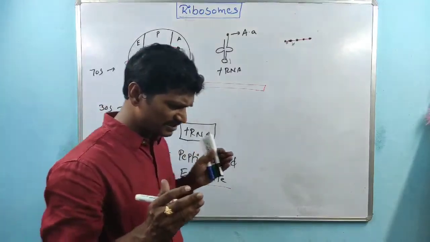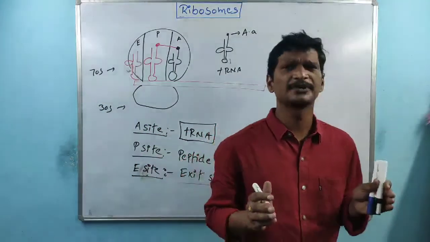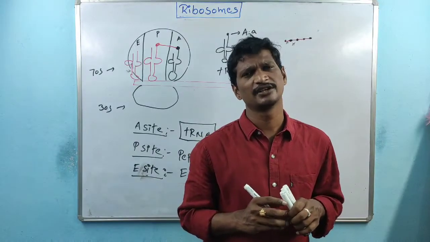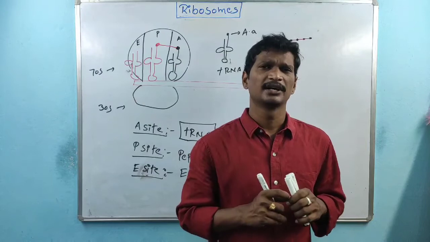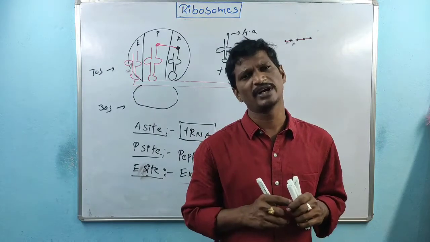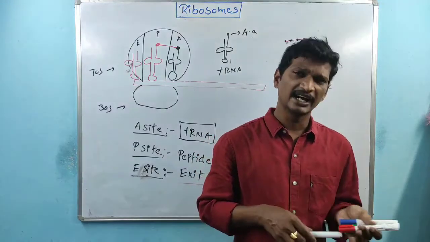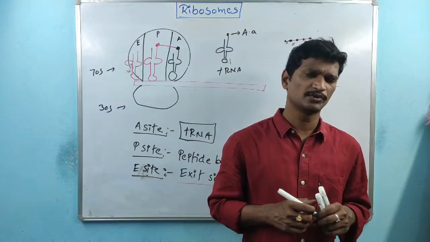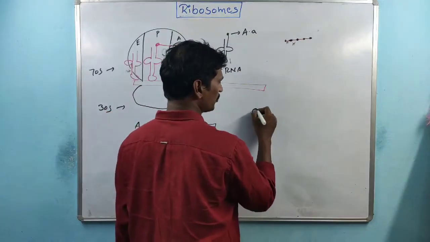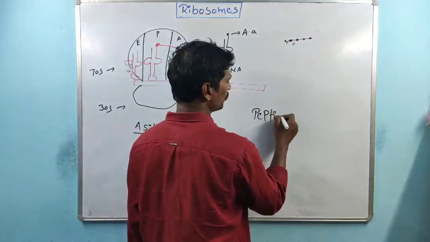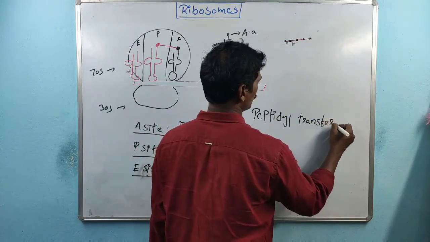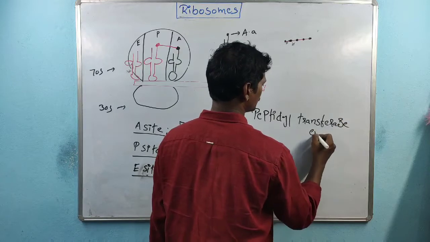In cells, different cell organelles are there. Why do only ribosomes have the capacity to synthesize proteins? The answer is that ribosomes contain one important enzyme. The enzyme is called the peptidyl transferase enzyme.